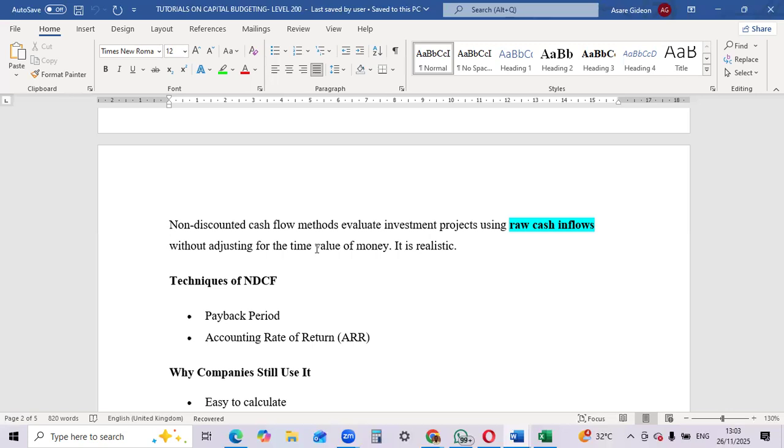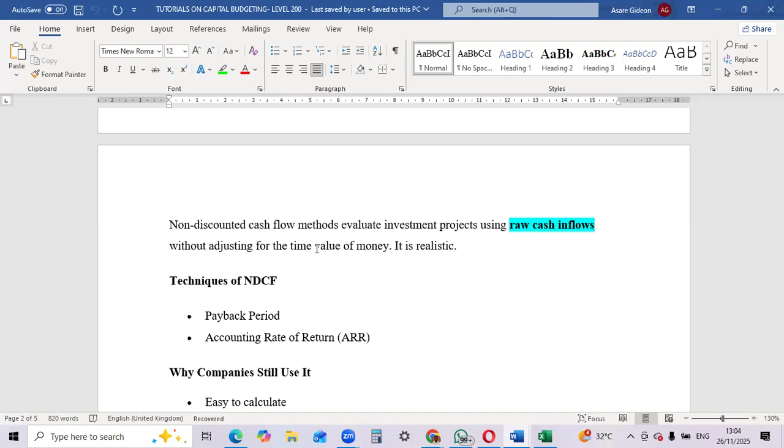Now, techniques of non-discounted cash flow: payback period and accounting rate of return. These are the two techniques that we can deploy to evaluate a project. Payback period, as the name goes, simply means that, okay, now we want to buy a new equipment, and that equipment is 500,000 Ghana cedis. How many years will it take us to recover, pay back or recoup that particular investment cost?